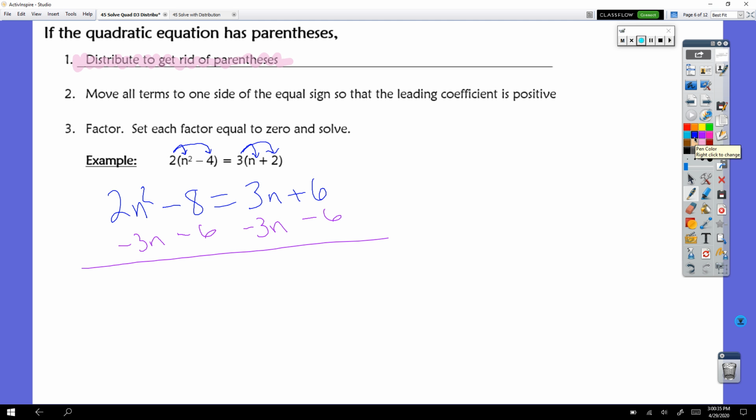Okay, now let's write the left-hand side in descending order. So I've got 2n squared minus 3n minus 14, and this is an equation, so I have to have equals, and all of the terms on the right canceled out, so that is equal to 0 on the right. Now I'm going to count up my terms. I'm seeing 3 terms, so I've got 1, 2, 3 terms, which gives me a clue that I should try big X.